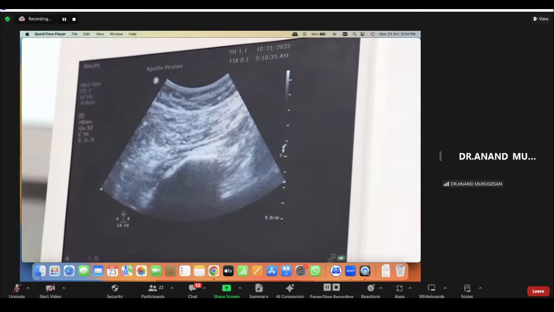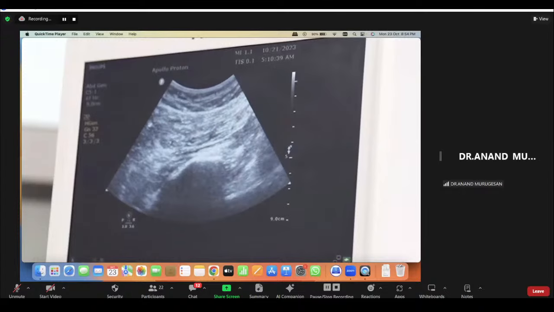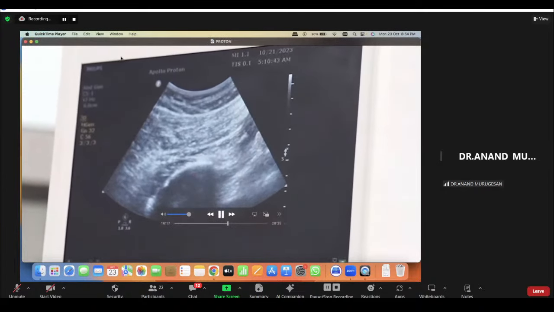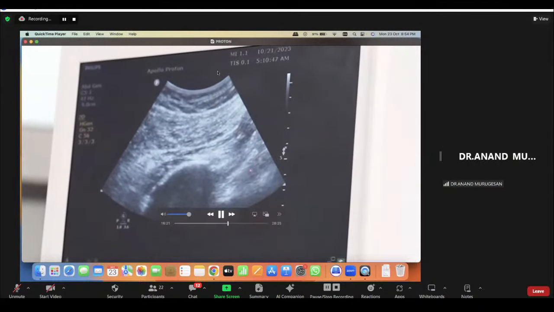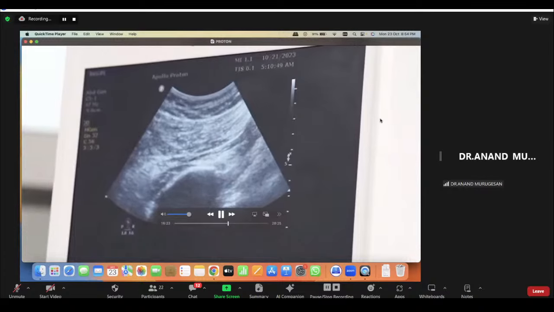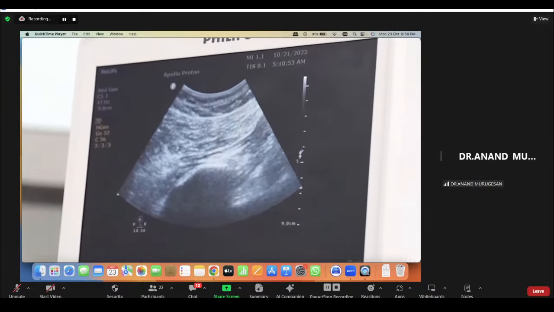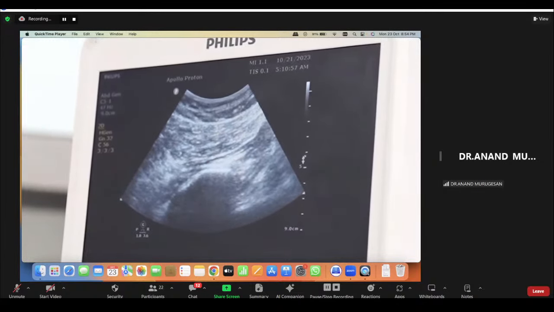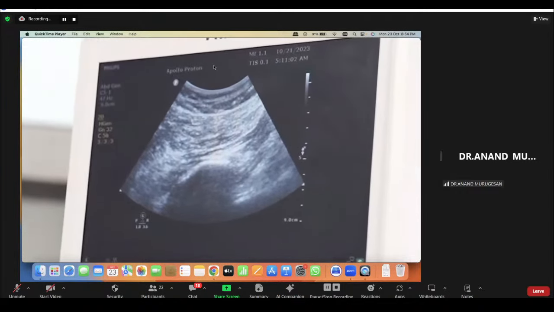This structure, the most important structure, is the sciatic nerve. The sciatic nerve is exactly underneath the piriformis muscle. Like your pudendal nerve, which is S2, S3, S4, anterior primary rami, the sciatic nerve is formed from L4, L5, S1, S2, S3, and sometimes from S4 or sometimes from L3. So such a big nerve is exactly underneath the piriformis muscle.